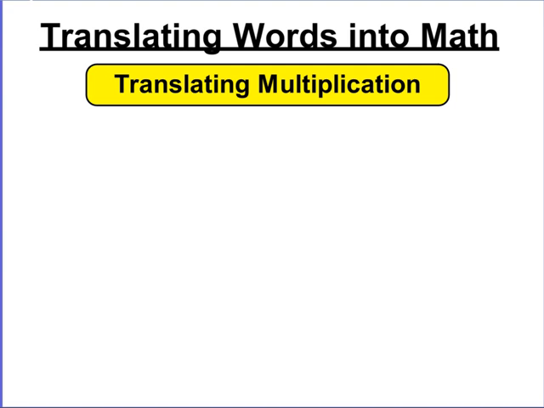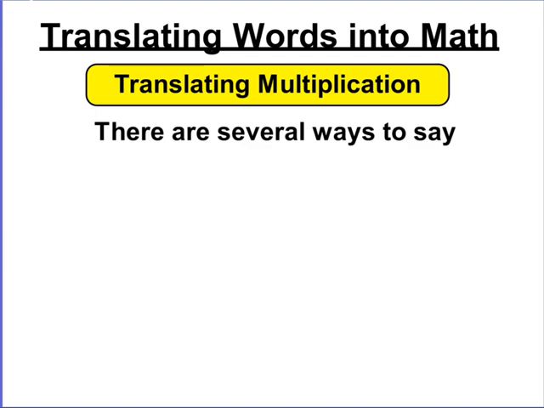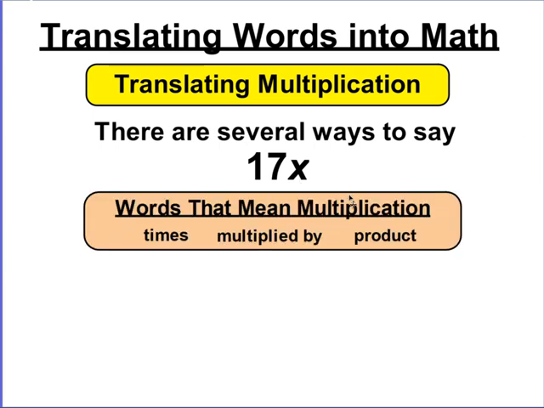Okay? Translating multiplication. There are several ways to say the expression here. So remember I mentioned earlier that if you don't see a symbol between a number and a variable, or a coefficient and a variable, that means to multiply them. So some words that mean multiplication. Okay, we're going to color code it again and say them. So we have a number times 17. That's probably how most people would say it, or 17 times a number.